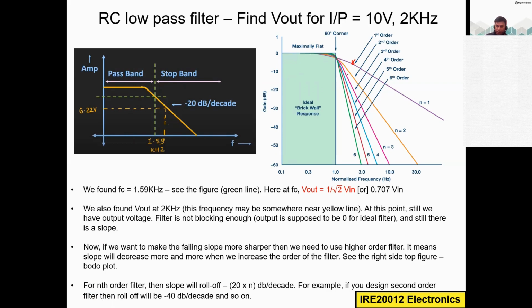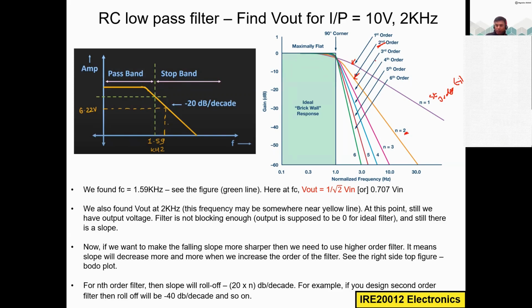So the output is not falling down sharply. It's just going linearly like this. So n is equal to 1, which means first order filter. And then I make the second order filter. So what is the frequency response? Now the slope is falling down like this. It's a little sharper than this one. So this indicates the second order filter, where n is equal to 2. This indicates the order number.